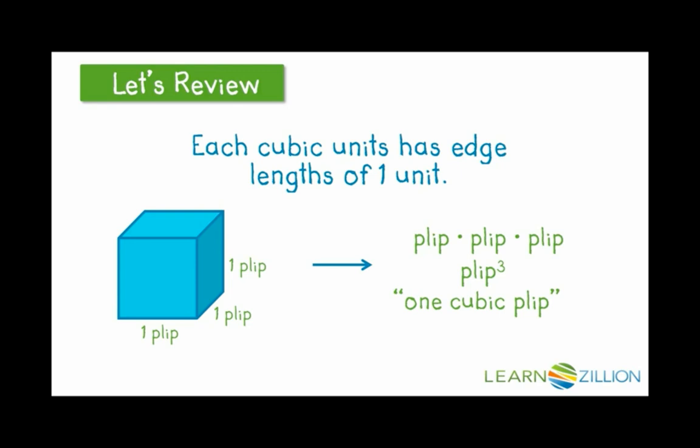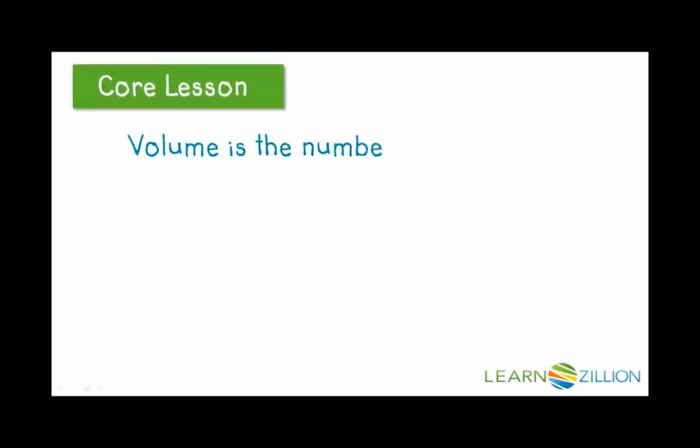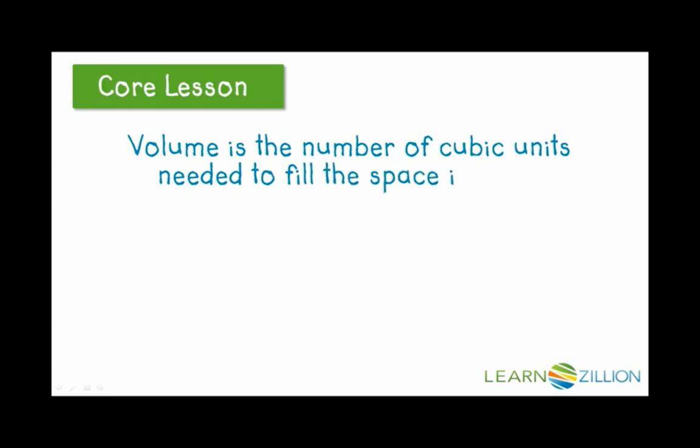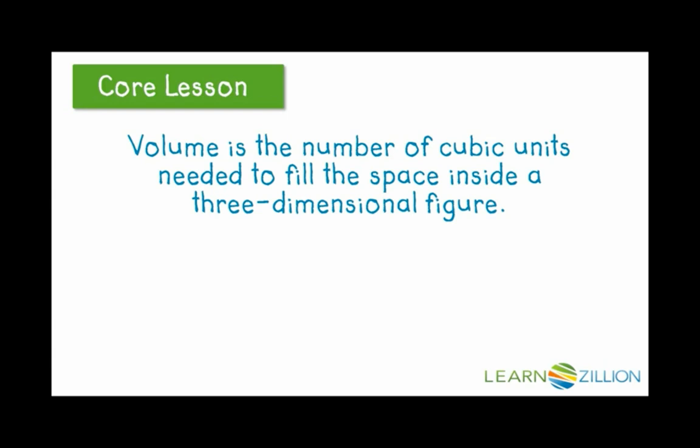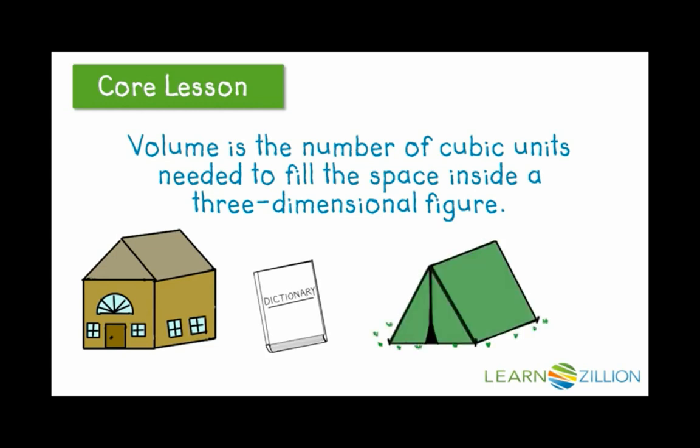So you might have a cubic inch, a cubic foot, a cubic meter. Cubic units come in all different sizes, which enables us to measure objects of all different volumes. Now, volume is the number of cubic units needed to fill the space inside a three-dimensional figure. Every 3D figure has volume. So we could measure the volume of this house in cubic units. We could measure the volume of this dictionary, a tent, and a carton of milk. We would use different cubic units for differently sized objects.